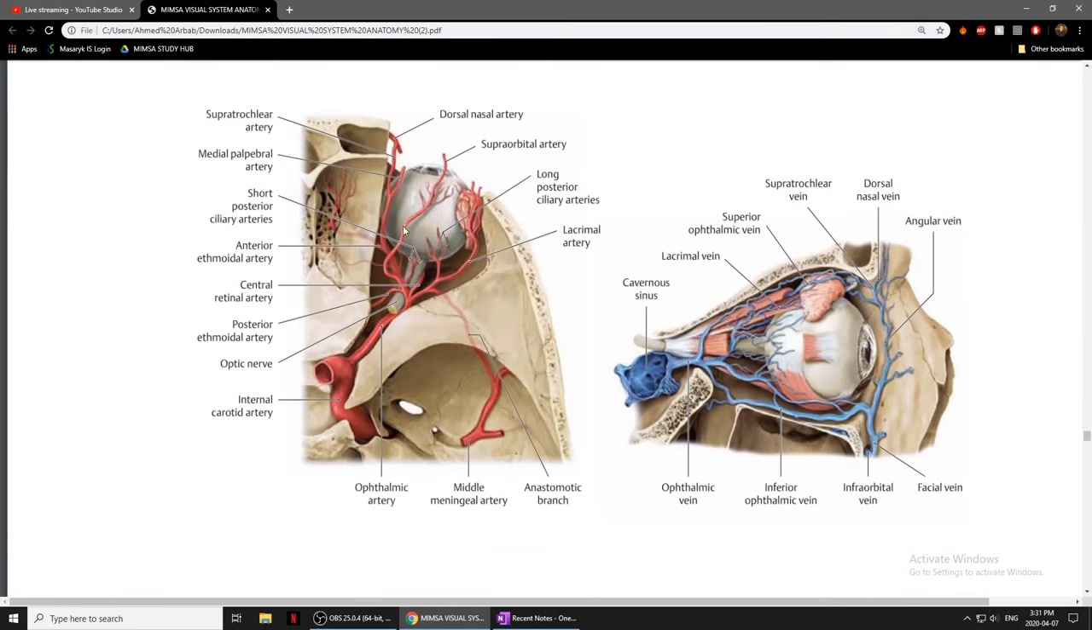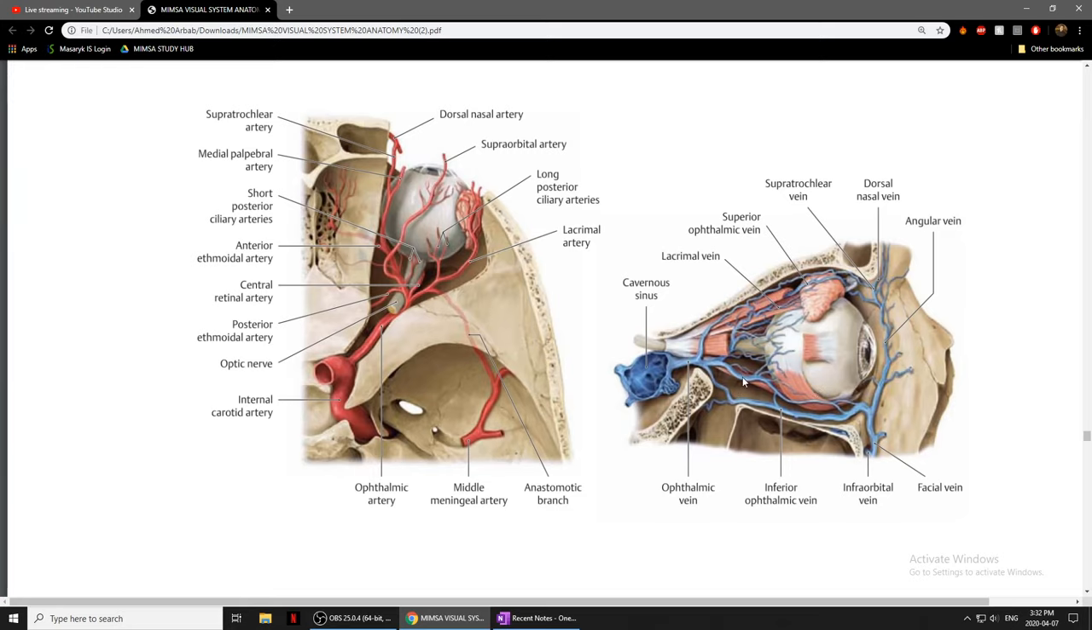So we know that all of these branches are branches of the ophthalmic artery, which, as you know from your arterial studies, is a branch of the internal carotid. So the internal carotid moves from the neck all the way through the deep parts of the neck into the skull, and right at the region of the optic canal, it provides this ophthalmic artery branch, and that branches into all these different posterior ciliary arteries, both long and short, the lacrimal artery, the ethmoidal artery, the central retinal artery, all of these that supply this entire area of the eyeball.